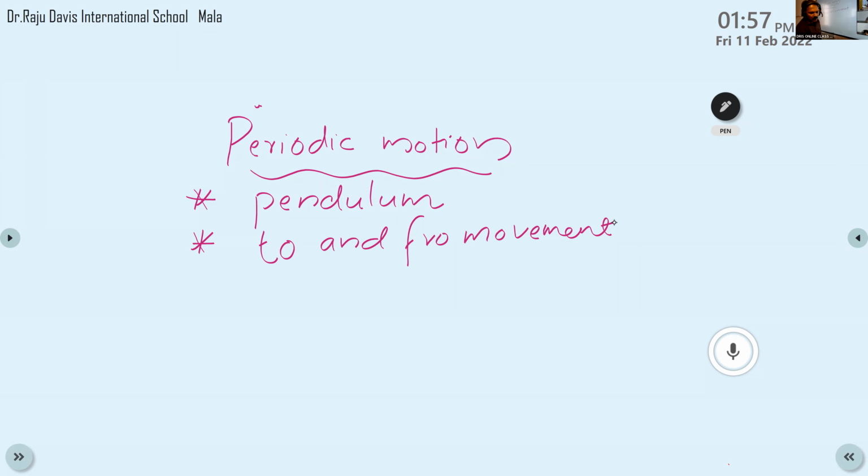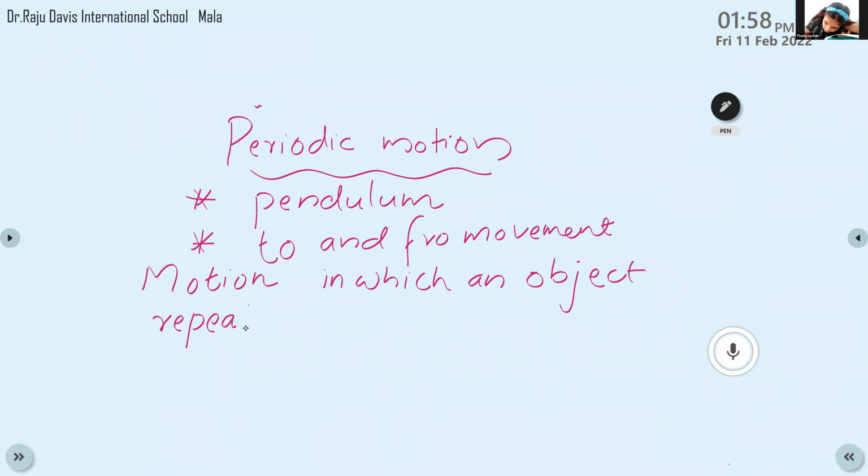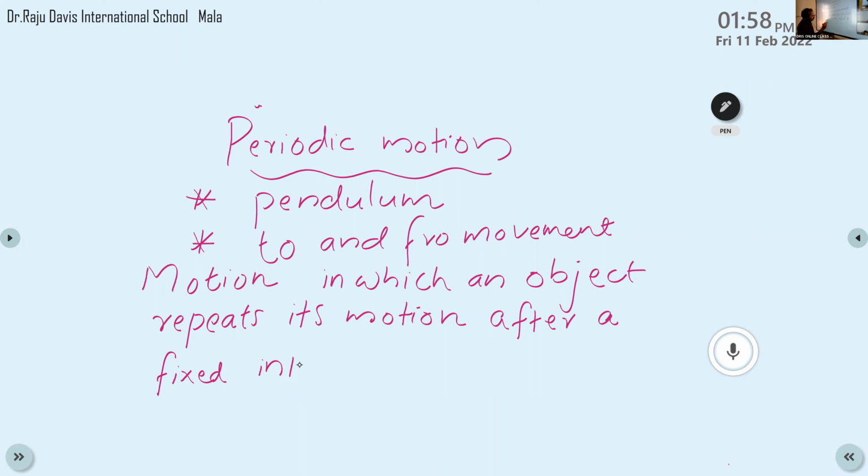So how can we explain periodic motion? Motion in which an object repeats its motion after a fixed interval of time is called periodic motion.